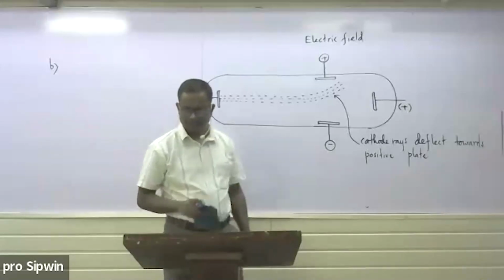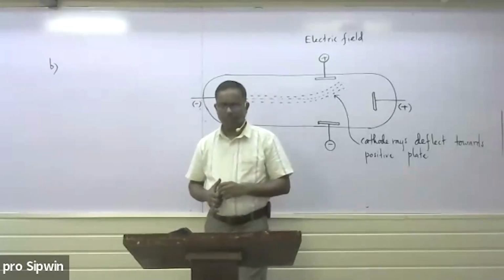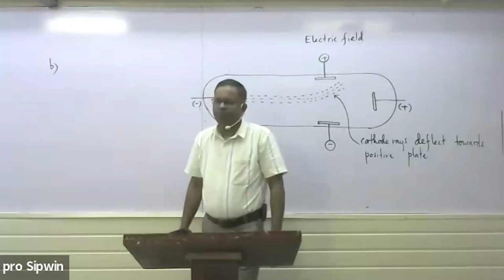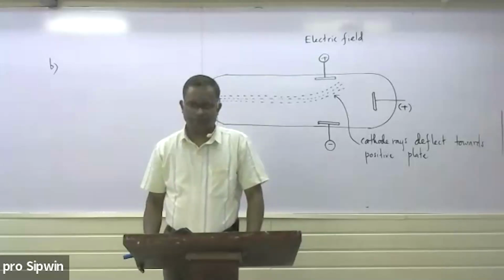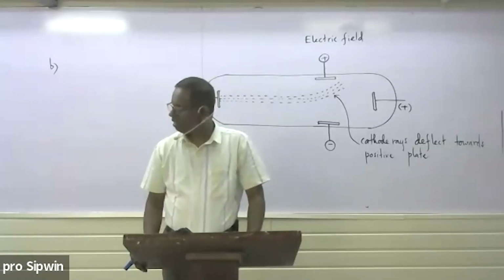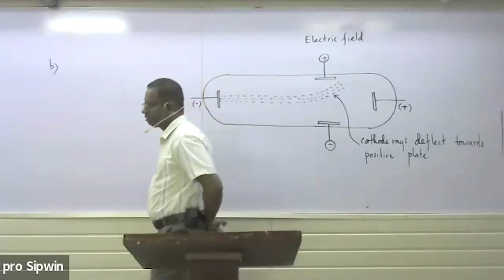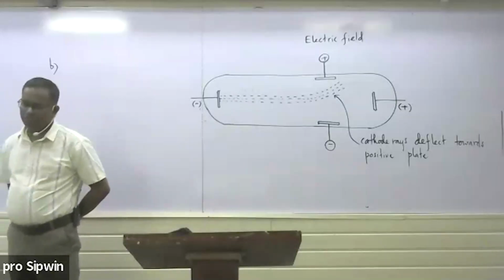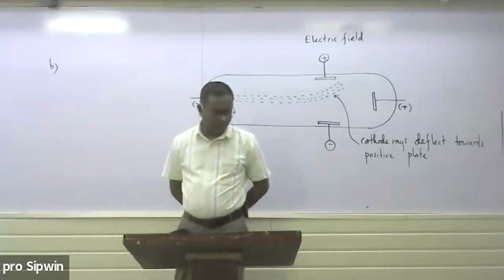Cathode rays are deflected in a perpendicular direction when they are allowed to pass through a magnetic field.